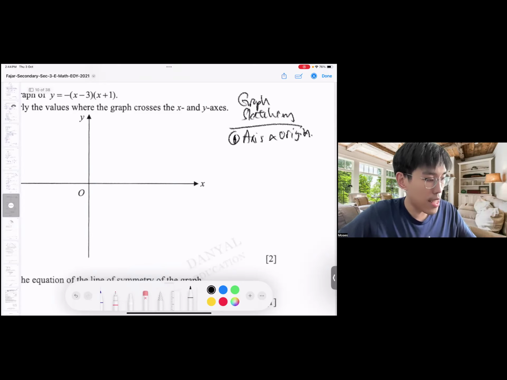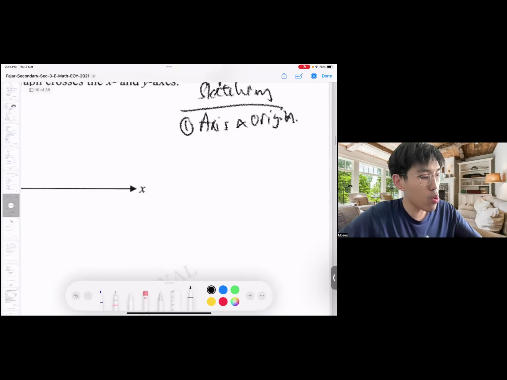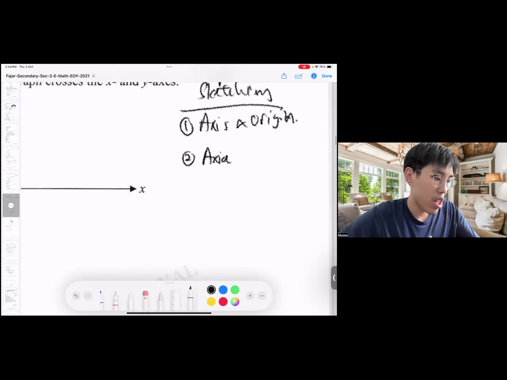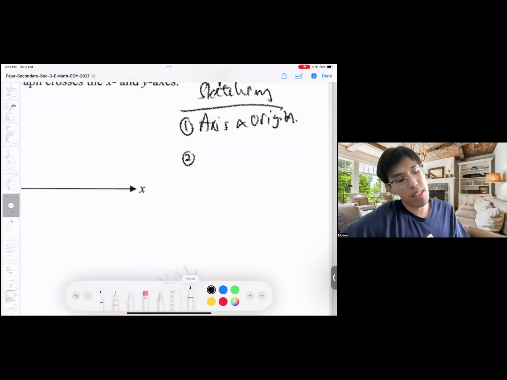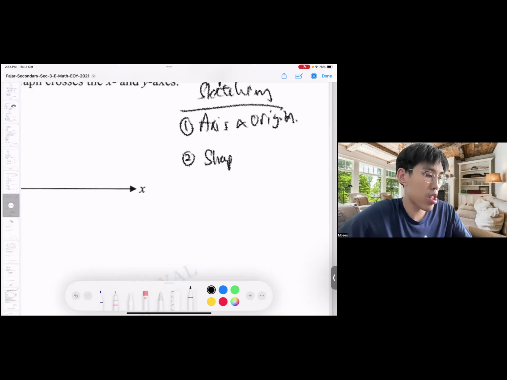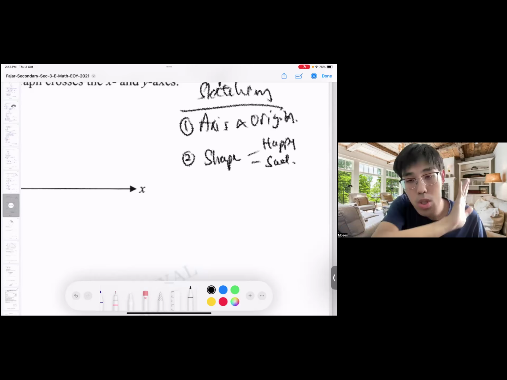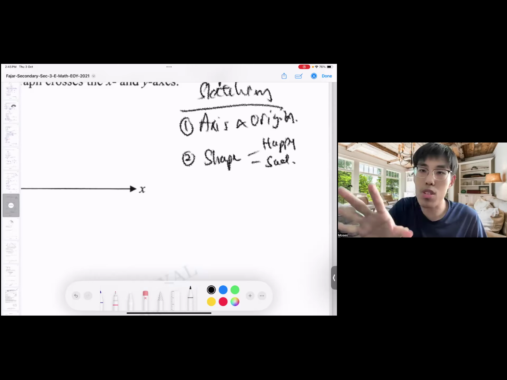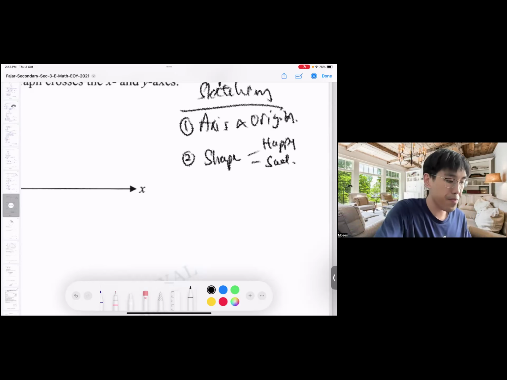Make sure that your axis is there. That means your x, your y, your 0, all the basic stuff are there. Number 2, axial intercepts. Actually no, I don't want to put axis intercept first. I want to put the shape first. Is it a happy face or a sad face? You must know this at the very least. Whether or not you solved the question already or you know the roots already, it doesn't matter. You must know whether it's happy or sad first.